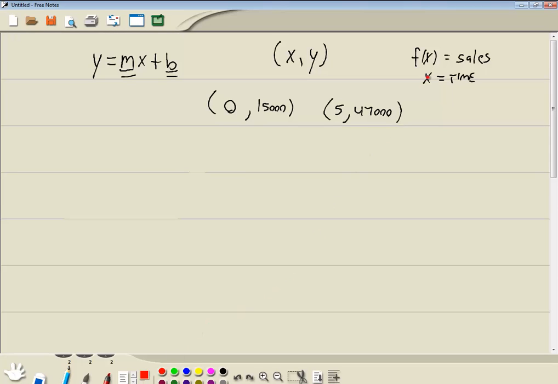Even though they actually represent sales and time, I'm going to represent these with x's and y's, just to make it go directly to our formula. This is our first point, so I'll label this as x1, y1. This is our second point, so I'll label this as x2, y2. Our formula for the slope is m is equal to y2 minus y1 over x2 minus x1. Y2 is 47,000 minus y1, which is 15,000, over x2, which is 5, minus x1, which is 0.